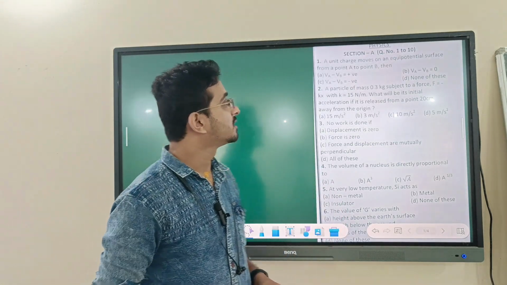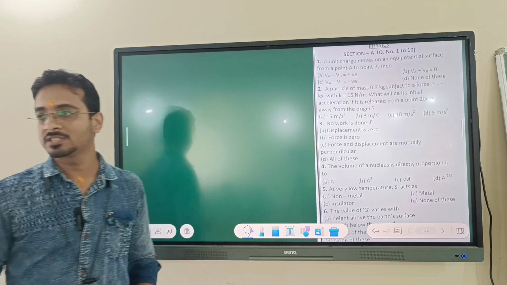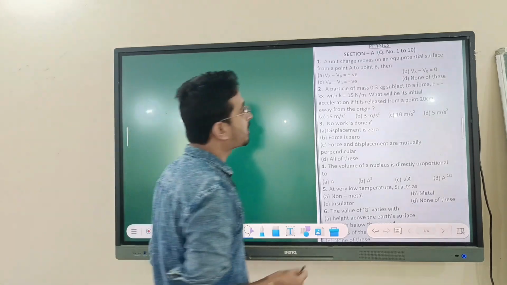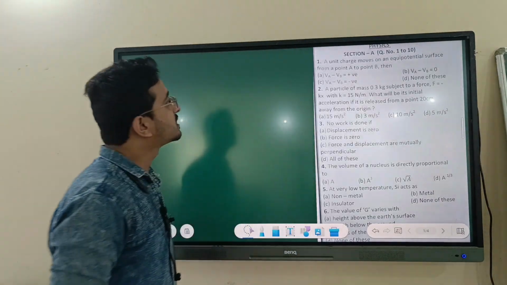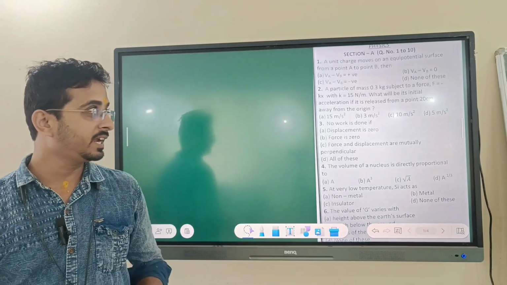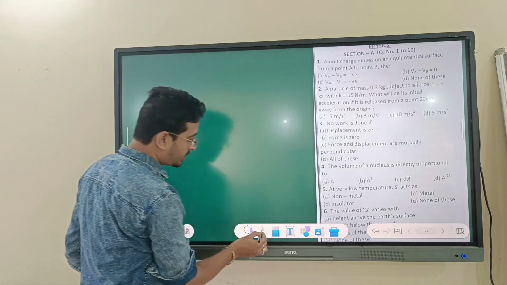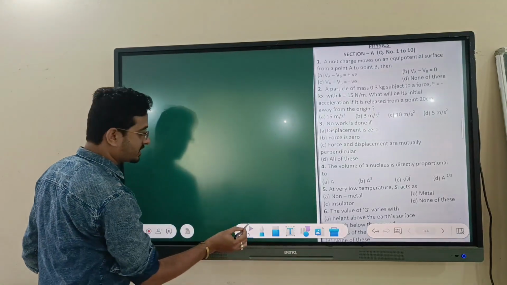Today I will discuss some questions which will help you in NEET, JEE and other competitive examinations where physics will be a part. The first question is: a unit charge moves on an equipotential surface from point A to point B. Then which will be the correct answer? First of all, we need to know what an equipotential surface is.